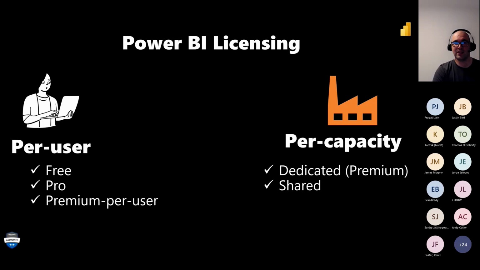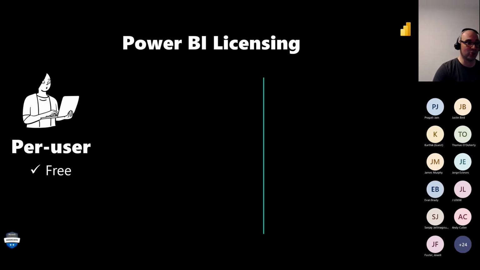On the other hand, it's just two choices when we are talking about organizational licenses. Your company either pays for a dedicated capacity, which is what we call premium capacity, or they don't pay and your workspaces are placed in the shared capacity. When I say shared, that means you are sharing resources with other organizations that don't pay. So that's shared capacity. Now let's examine the per user licenses.